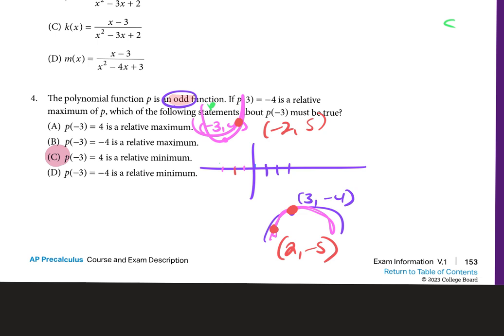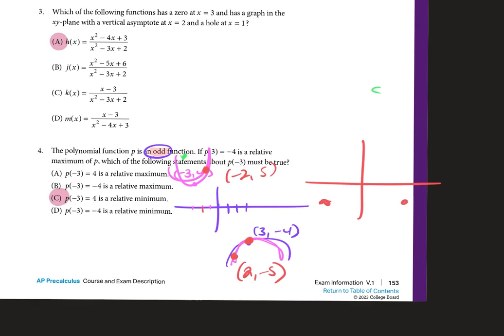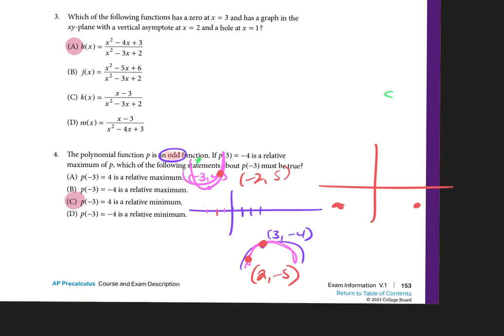If it was even, it would flip left to right. So if it's even, it's symmetric to the y-axis. If it happened over here, it would happen over here. So even means y-axis, and it would still be a maximum. Odd, you flip diagonally. Even, over the y-axis, so left to right.